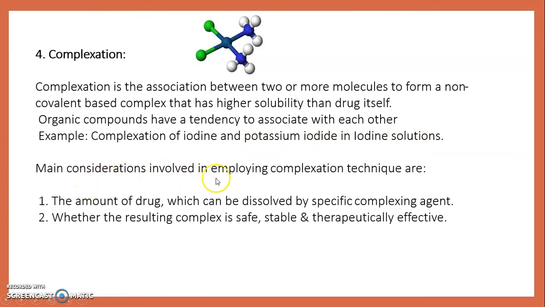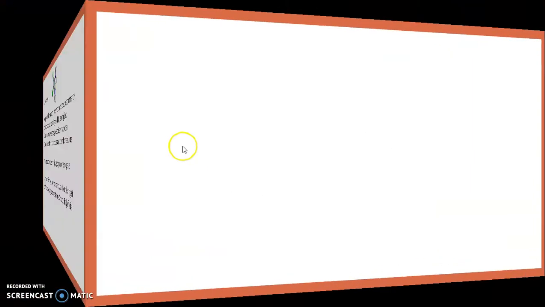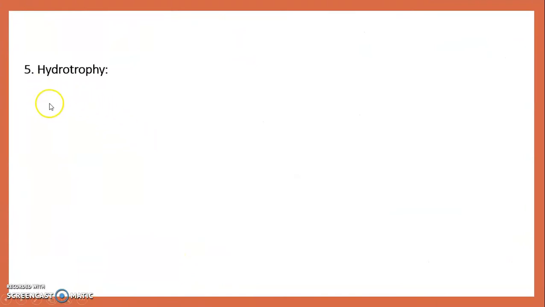The main considerations involved in employing complexation techniques are: first, the amount of drug which can be dissolved by a specific complexing agent, and then whether the resulting complex is safe, stable, and therapeutically effective. These are the main considerations while employing the complexation method. Then hydrotropy.